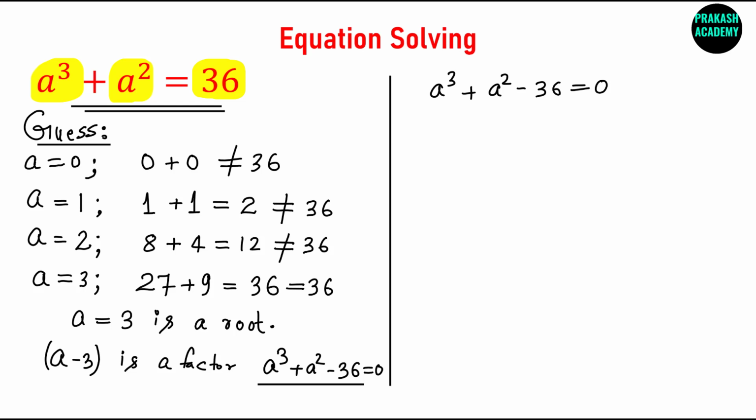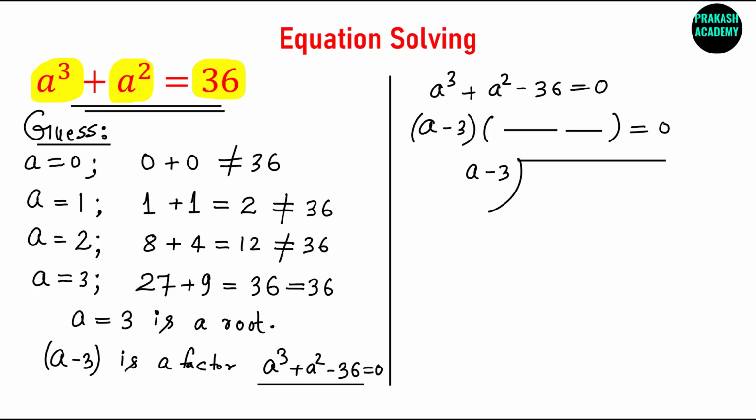So now a minus 3 is a factor, so basically this can be written as a minus 3 times some factor here, and then this is equal to 0. Now you can traditionally divide, that is a minus 3, and you can divide this number, that is a cube plus a square minus 36, and then you can find what is the factor that will come here. Now in this video I will use a different method.